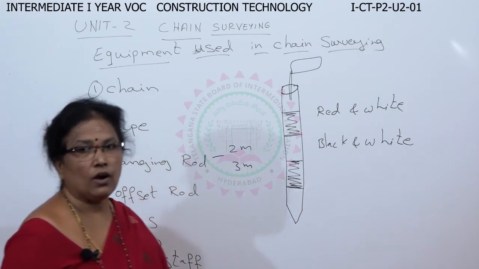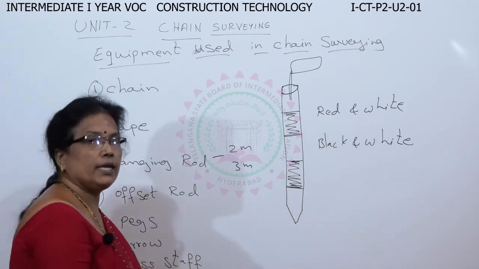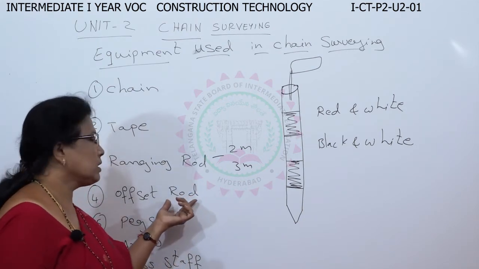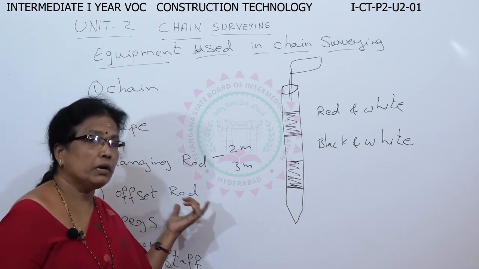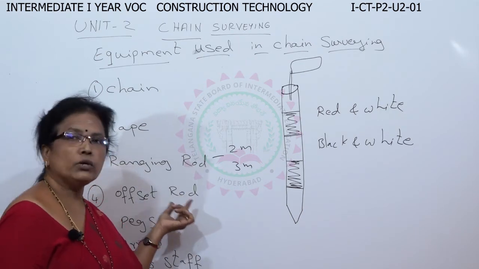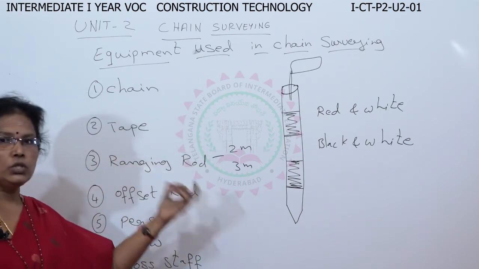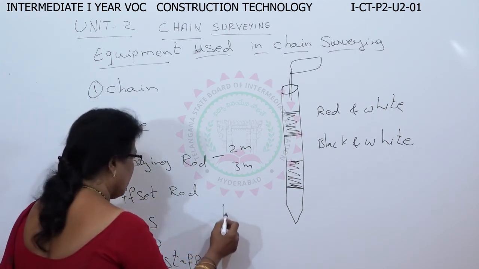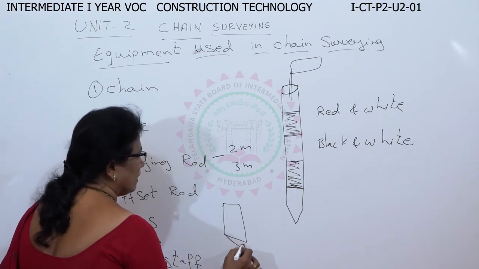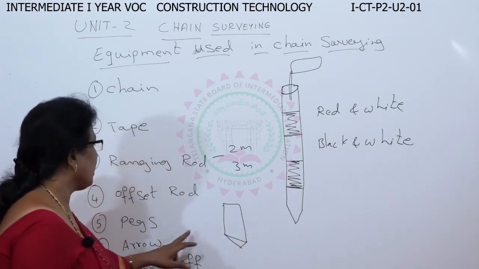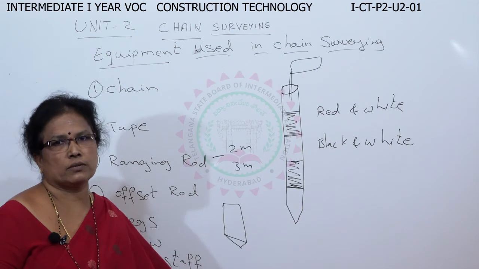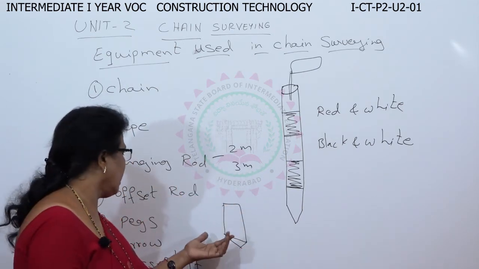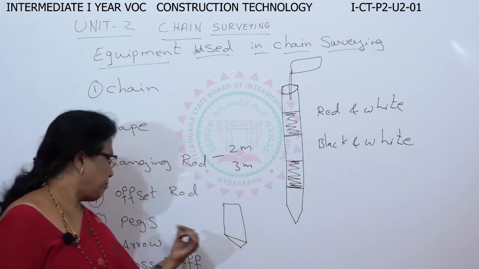And next is the offset rod. This offset rod is 2 meters in length. We are going to use the offset rod for measuring shorter distances. And next is the peg. It's a wooden thing, like this. It is used for marking stations, like the beginning of the station, starting point, ending point. There we'll be using these pegs.